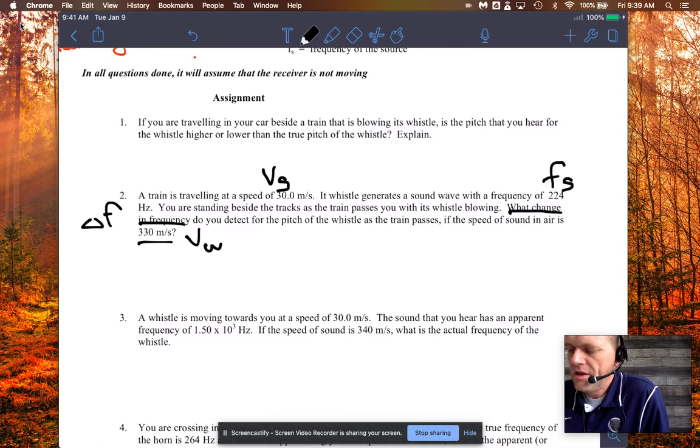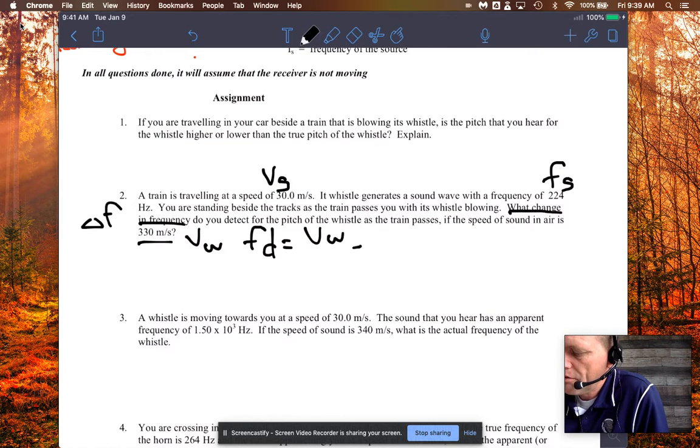What we have to do in this case is there's going to be 2 Doppler frequencies. You're going to hear a higher pitch when the train is approaching you, and then you're going to hear a lower pitch when the train has passed you. You need to find both of those frequencies and then get the difference between the two. It's not too bad, but you definitely have to do it twice. So in this case, we would look at VW over VW, the first one, and I'm going to subtract VS for the first calculation.